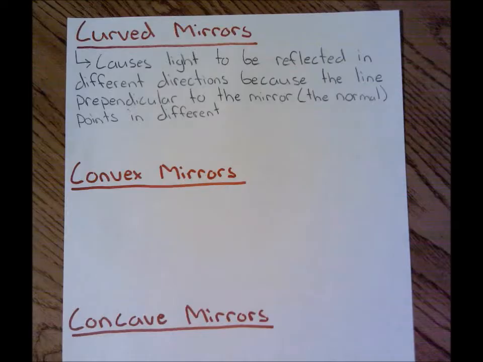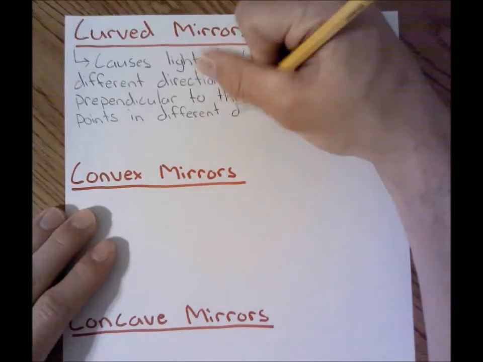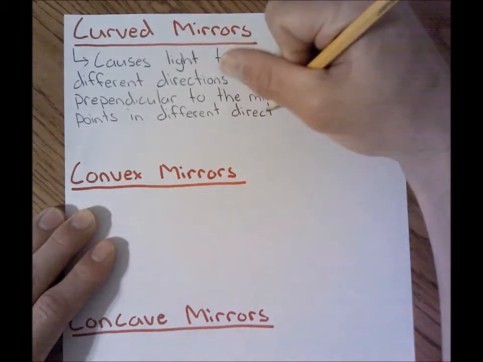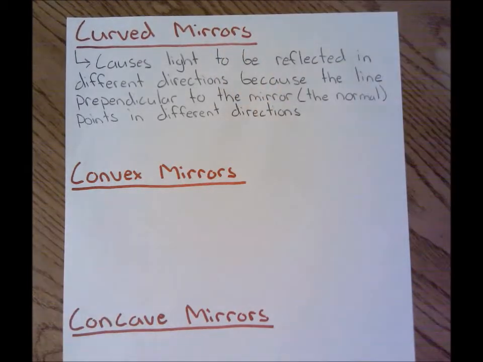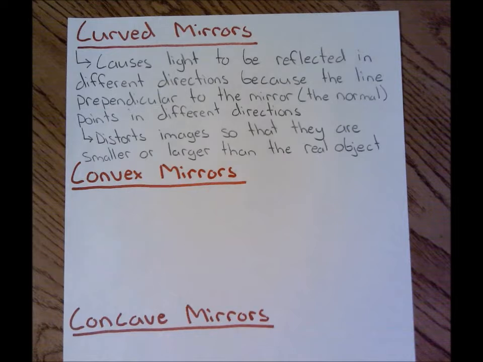So we'll draw ray diagrams here in a little bit, but the light that's reflected, again, is going to point in different directions. Now, because the light reflected is going to point in different directions, it's going to distort images so they are smaller or larger than real objects. So we have two different types of mirror, a convex and then a concave mirror.